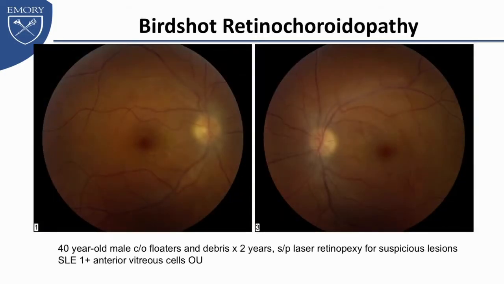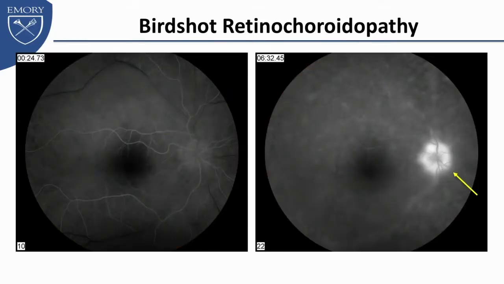This is a 40-year-old male patient who had complaints of floaters and debris for 2 years and was status post-laser retinopexy for some suspicious appearing lesions. His slit lamp examination showed 1+ anterior vitreous cell in both eyes. You can see that there's some trace vitreous haze and some mild optic disc edema. And what you can see when you look at the optic disc is that there is some optic disc hyperfluorescence with leakage, and when you look at the vessels, you can see there's this characteristic segmental periphlebitis.